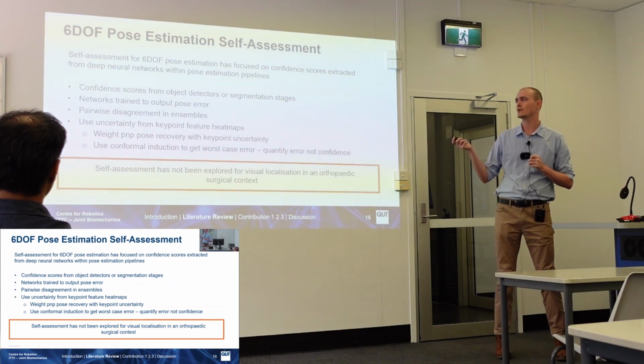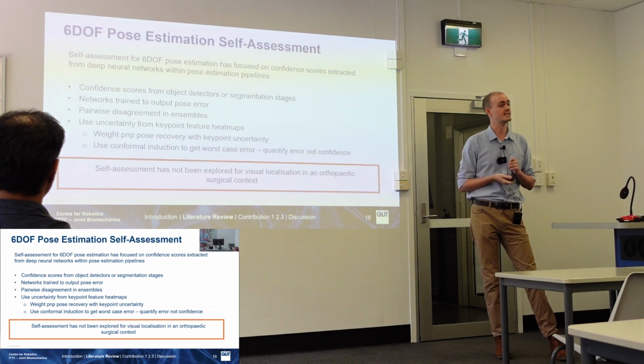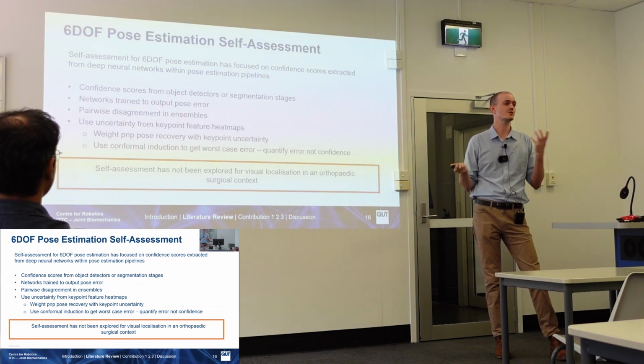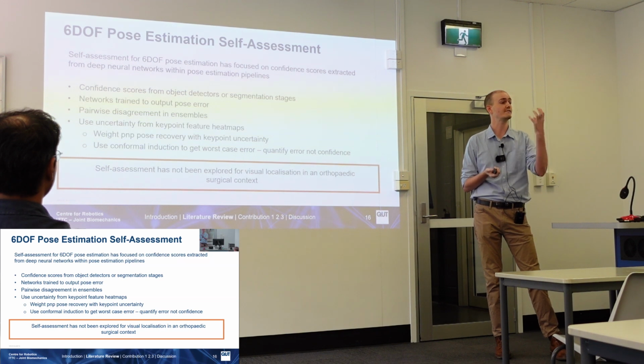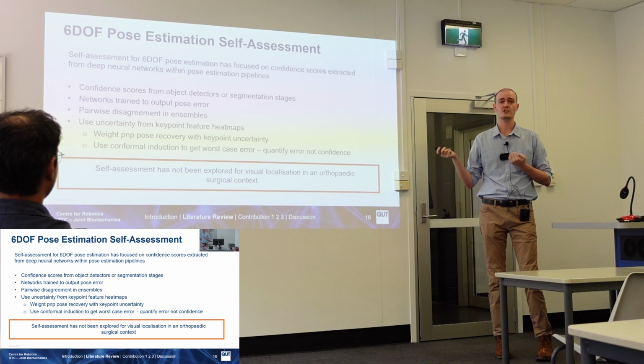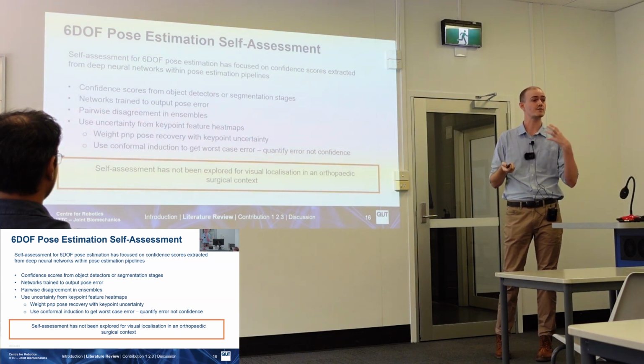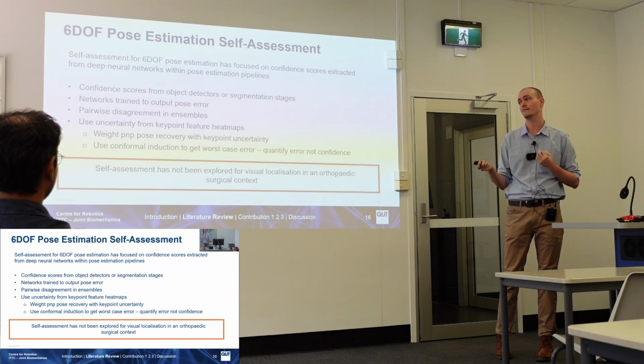So this has been done by pulling confidence scores out of object detectors or semantic segmentation stages, but these approaches provide no information on the quality of the resulting pose estimate. Other approaches have actually trained deep neural networks to output a confidence of the pose that they produce, but these have been shown to poorly correlate with the actual errors that the poses have.